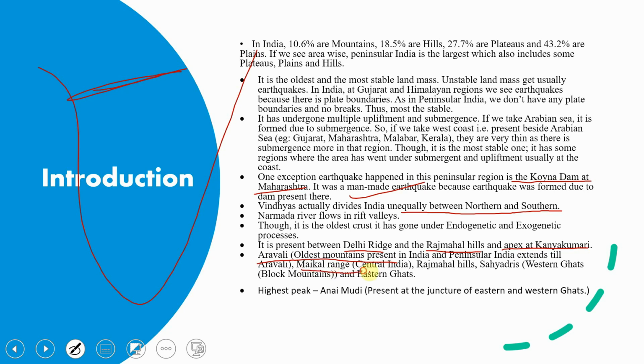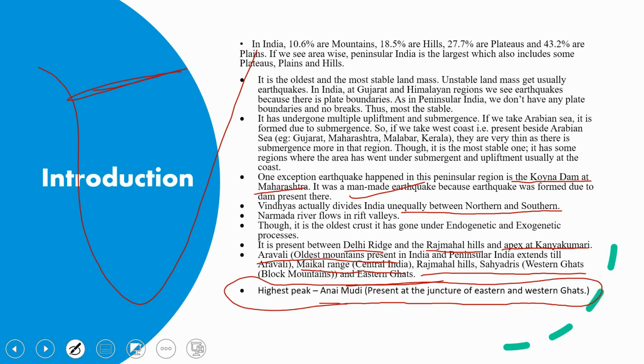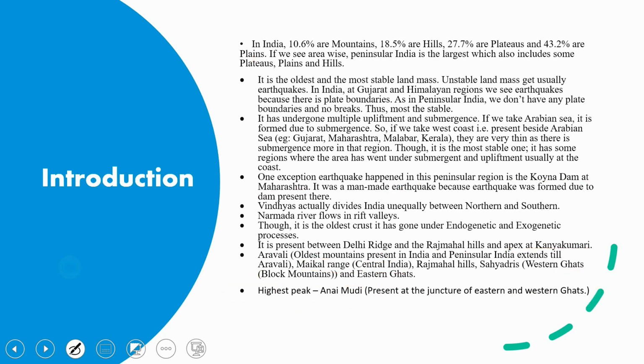Then Maikal Hills in central India, Rajmahal Hills, the western Ghat and the eastern Ghat. So these are all things we will see in the diagram. The highest peak present is Anaimudi, present at the juncture of the eastern and western Ghat in the peninsular region.